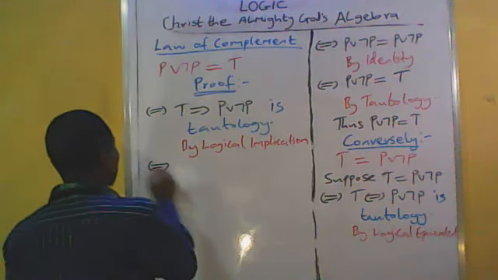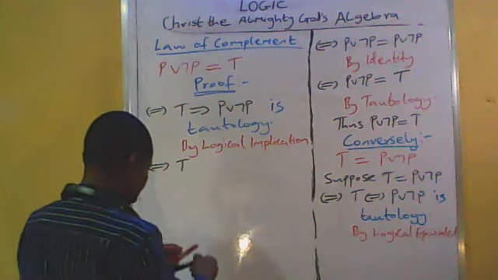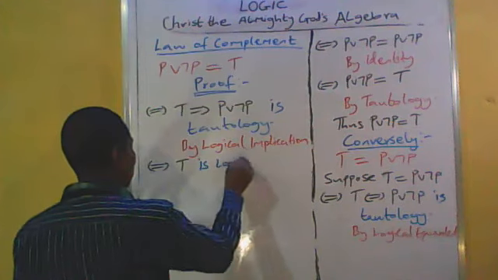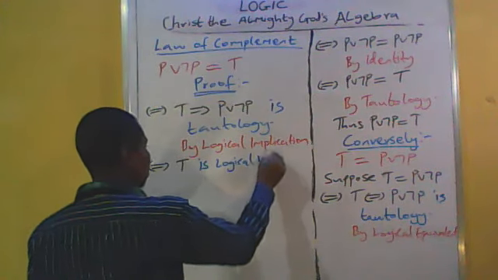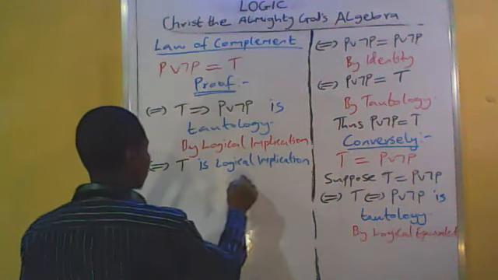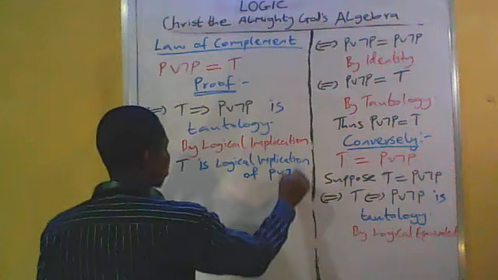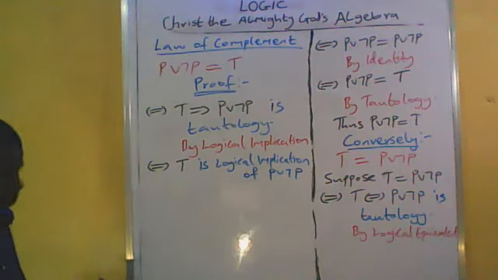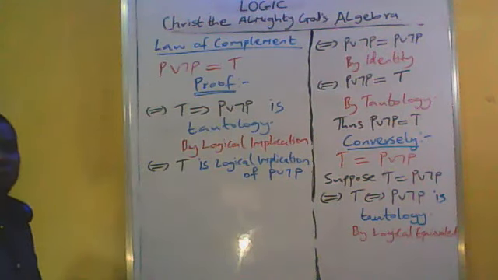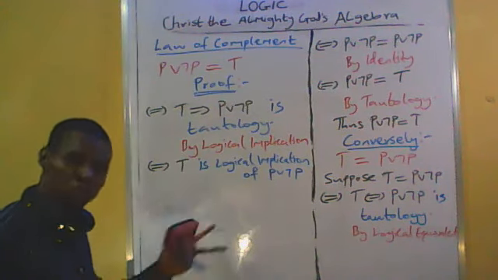So if and only if T is a logical implication of P or not P. So T is a logical implication of P or not P. If it is true that T is a logical implication of P or not P, then this must also be true.